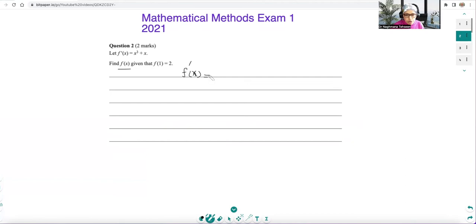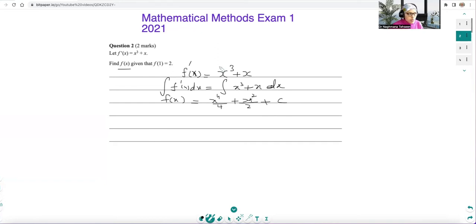So what we're going to do is the reverse process, meaning we need to anti-differentiate f dash of x dx, and then you anti-differentiate on the other side as well to get the function itself back. So f of x would be equal to x to the 4 over 4 plus x squared over 2 plus an arbitrary constant. And then we can use this one here.